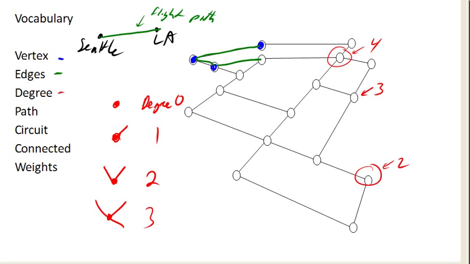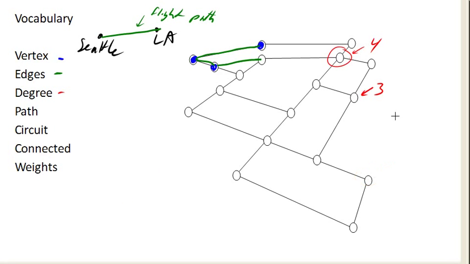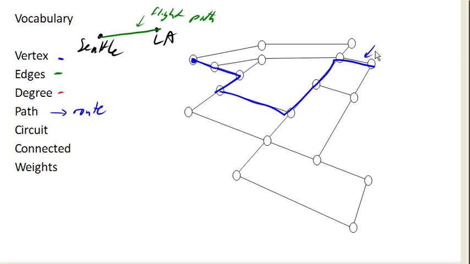So now, path. On a graph, we can talk about routes from one location to another. So a path is a route along our graph that starts and ends at different locations. So for example, if I start here and walk this way, this way, this way, this way, this way, that way, that way, this is a path. A path on the graph.